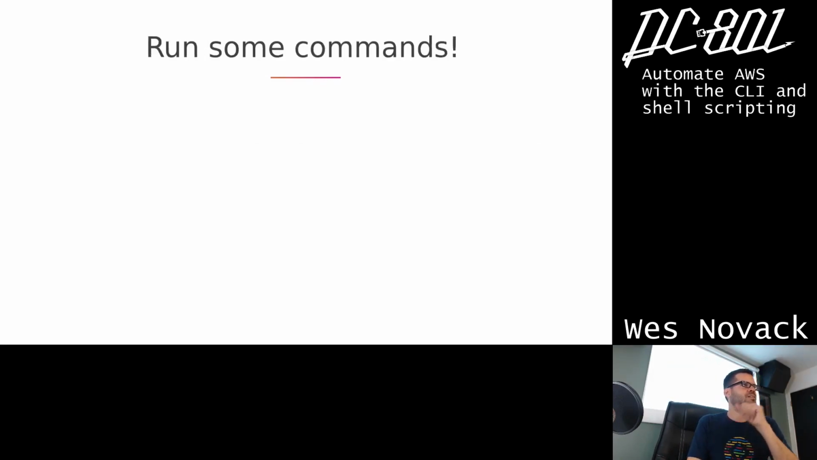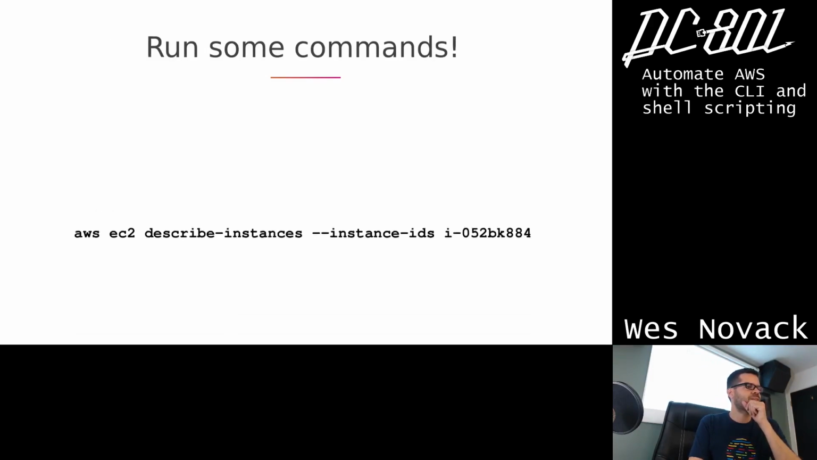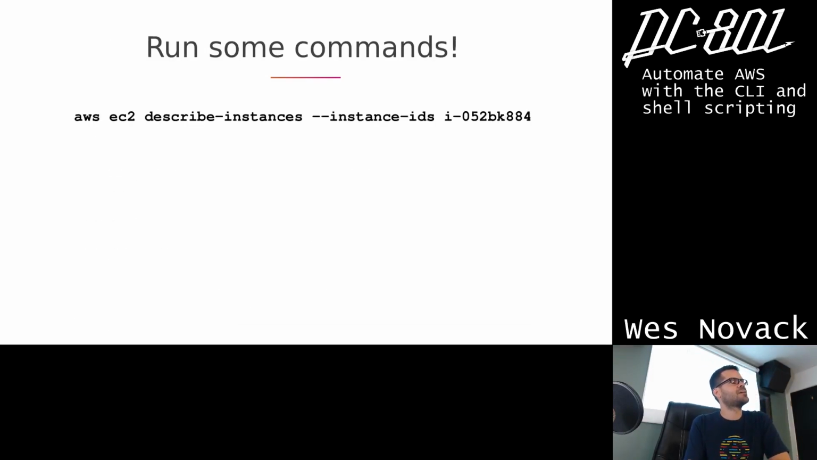Okay, so let's run some commands, or at least show some examples of some commands, just to get a little bit more familiar with the AWS CLI for those who might not have seen it. Every AWS CLI command starts with aws. That's the binary for the AWS CLI.